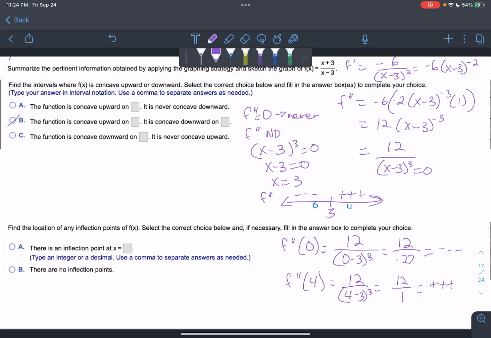So we have, where it's concave upward from 3 on, right? Because my second derivative is positive. And then it's concave downward from negative infinity to 3, because my second derivative is negative. And since the concavity changed, x equals 3 might be a point of inflection, except what do we notice? 3 is not in our domain. So there are no points of inflection here. So not a point of inflection because it is not in the domain.